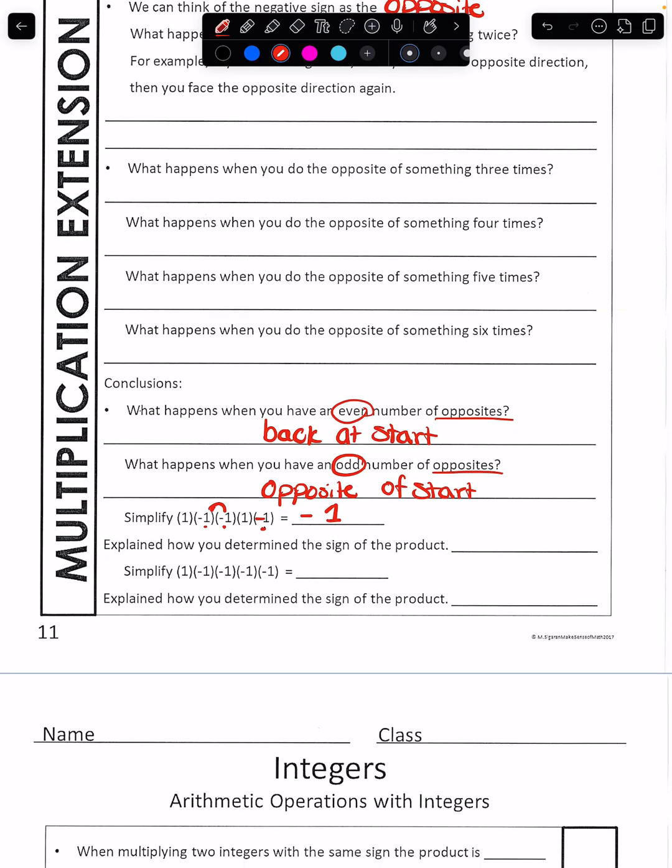How did we determine that? Well, it's an odd number. If we want to simplify, these two cancel out each other, these two cancel out, we should get a positive number. So we're back at the start because of an even number of opposites.